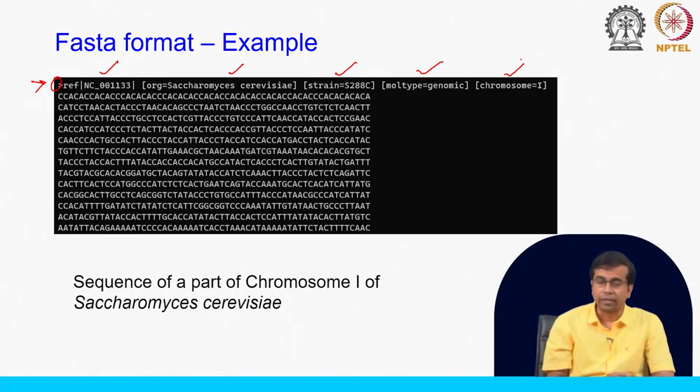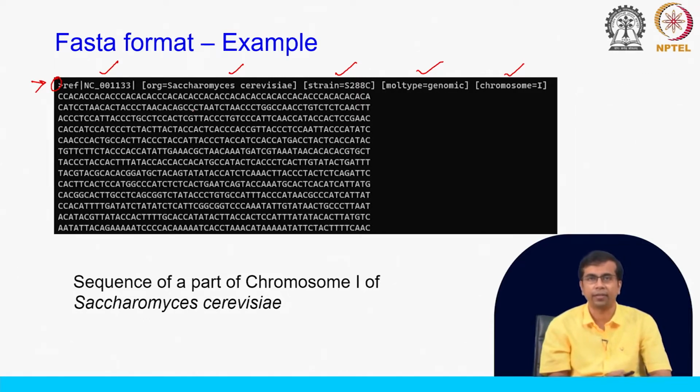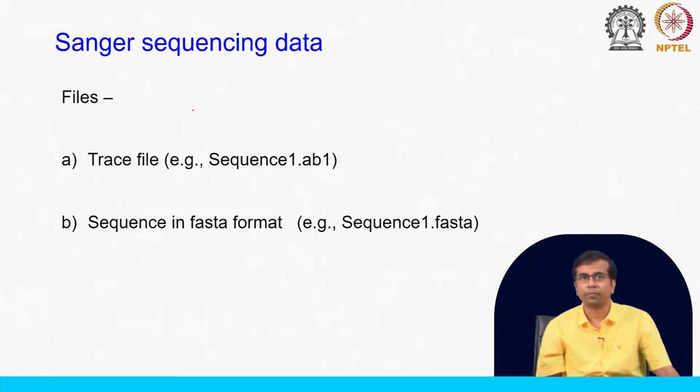Okay. So, this is the header line, and then you have the sequence information, right. So, the actual sequence information, you can see this CC, SE, etc., right. So, this should be your FASTA format. You have probably seen this before.